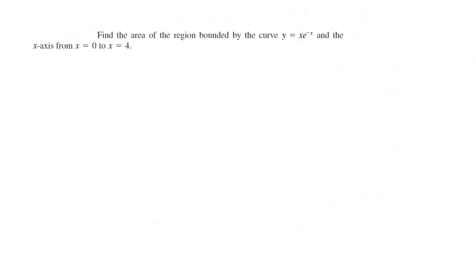The question is find the area of the region bounded by the curve y equals x e to the power minus x and the x-axis from 0 to 4. That's what they are asking for. Let me change the color of this. What they're asking is the integral from 0 to 4 of x e to the power minus x dx. That's what they're asking for.